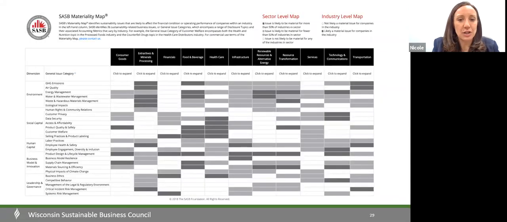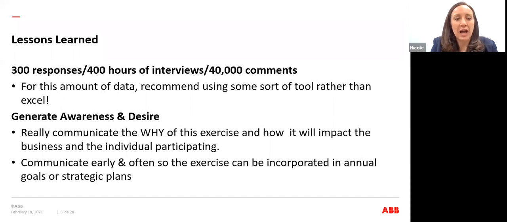On the lessons learned, I skipped too far. On the lessons learned, I reached out to the global team on this one. They said that they wish they used a tool. Rather than just dumping everything in Excel, they wish they used some sort of a better measuring tool, because as you can see, there were a lot of responses. There were 40,000 comments, 400 hours of interviews. That's just a lot to weed through. So if we were to do it differently, that's how we would have done it.